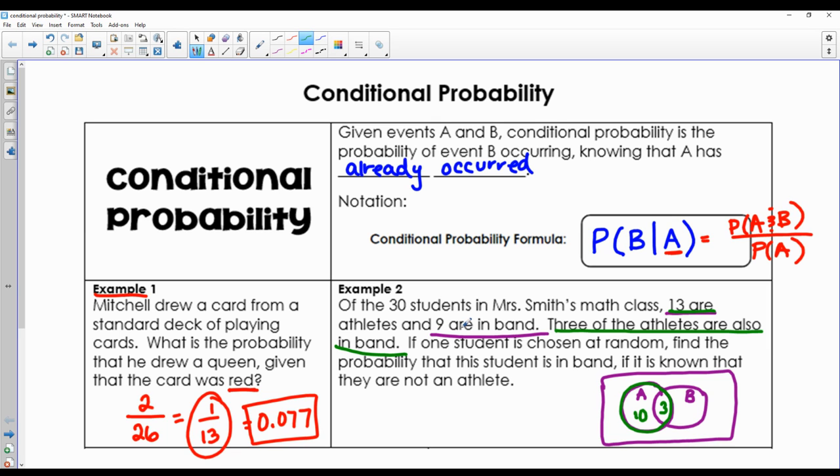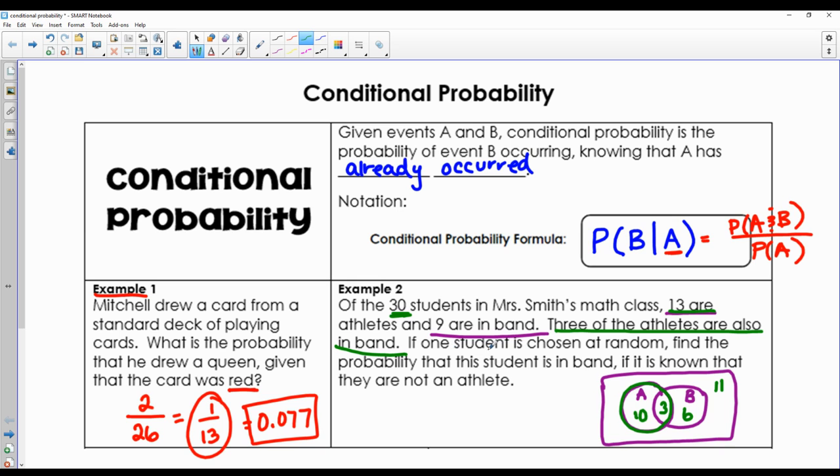Okay, 9 people are in band. So in my band circle, I need 9. I've already got 3, so I need 6 more. Now there's some people out here in Mrs. Smith's math class that are not athletes and are not in band. So remember, there's 30 students. I'm going to take my 30 and subtract these 10 athletes, subtract the 3 athletes that are also in band, and subtract the 6 that are in band, and I have 11 students that are neither athletes nor in band. Okay, so there's a representation of all this.